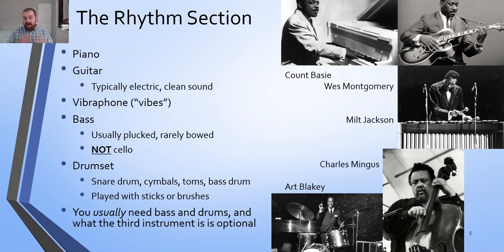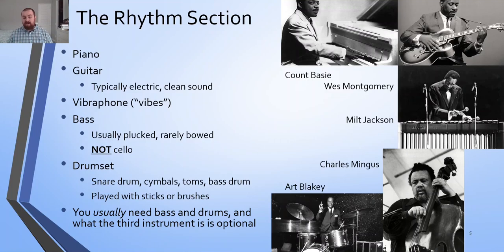The third instrument is optional, and you could hypothetically have all five of these different types of instruments. So, as we'll see, what types of instruments are in a jazz ensemble can be quite fluid, but usually bass and drums are a must.